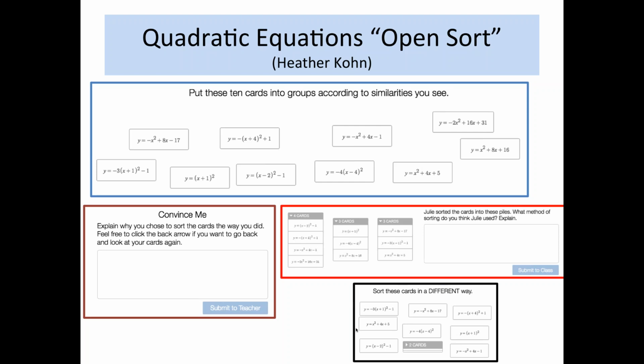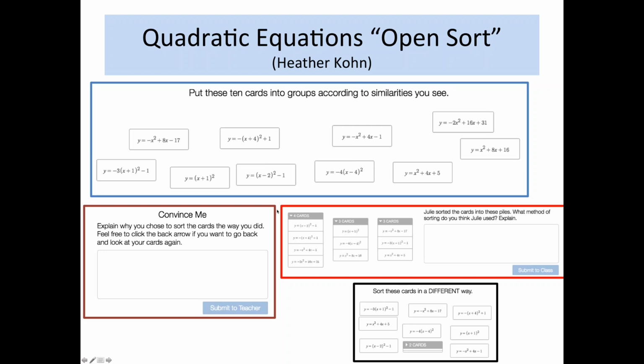And it's a much more open-ended task, but one where, with this quadratics example from Heather Cohn, students might choose to sort things into a certain type of equation form, or maybe something about the direction in which the parabola is opening, up or down, or something about the y-intercept or a translation. And so students have an option to think about different ways to sort it and be able then to justify it. In her case, we see her screen.